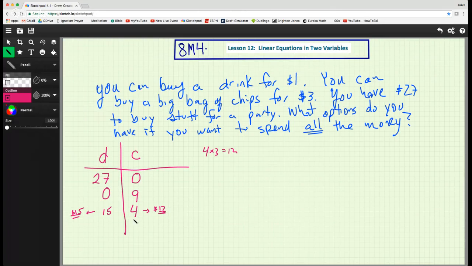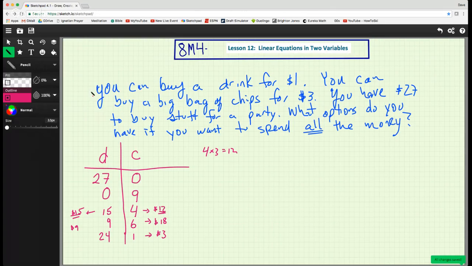So what about another number? What if we bought 6 bags of chips? Well, 6 bags of chips would cost us 6 times 3, that's $18, and we'd have $9 left over, and so that would let us buy 9 drinks. All right, what if we just bought 1 bag of chips? You can choose whatever you want. You could have chosen different numbers. I just chose these numbers. So if I buy 1 bag of chips, that's $3, and then I could get 24 drinks.